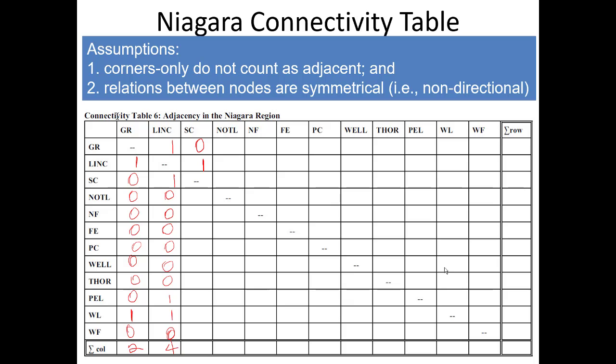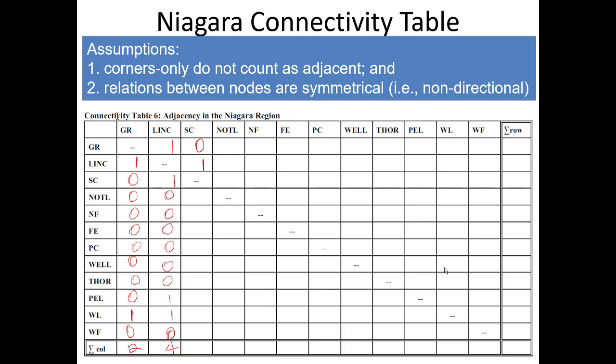And here, looky here, so St. Catharines, sorry, kind of going about this in a weird way, but I'm starting with the destinations and then going to the origins, but it's fine as long as I'm consistent. So basically, St. Catharines and Lincoln are connected, and St. Catharines and Lincoln are connected. So because these are symmetrical, that's fine.